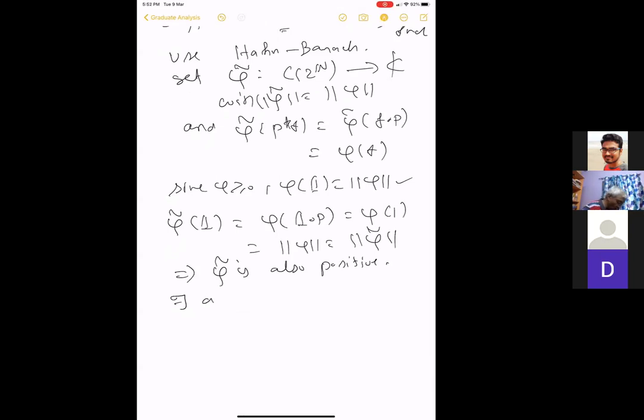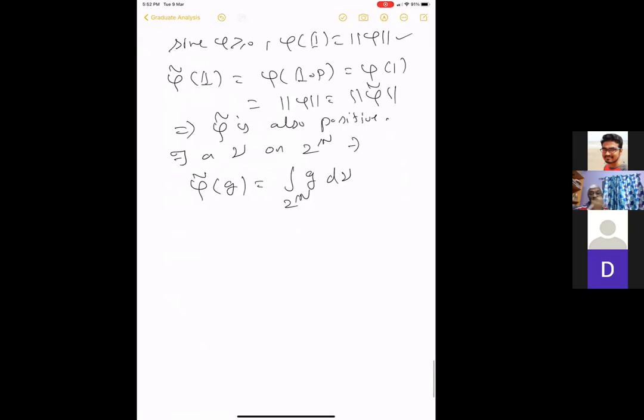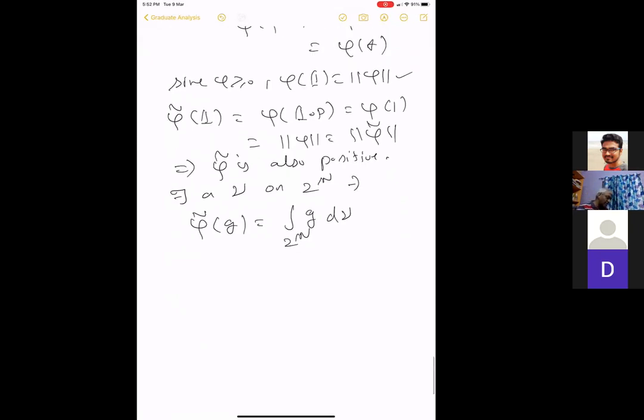Maybe we call it nu on 2^n, such that phi tilde of any g equals the integral of g d nu. Here I have to use a different f. Since we have already proved the Riesz representation theorem for the Cantor set, phi tilde of g equals this.